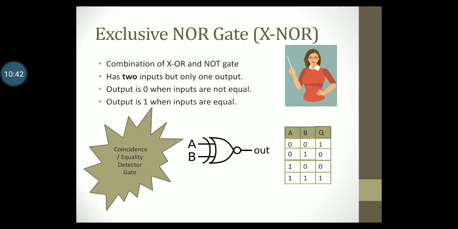The logic equation of the XNOR gate can be written as Q is equal to A B plus A bar B bar. This equation can also be represented by a symbol of a dot inside a circle.